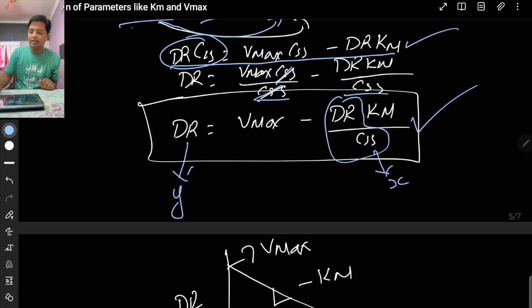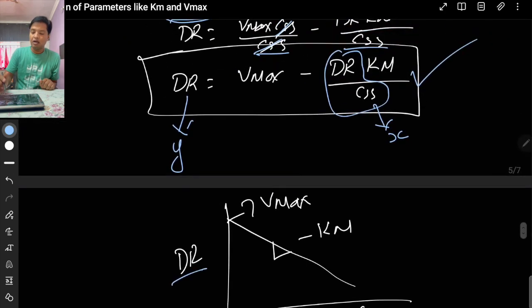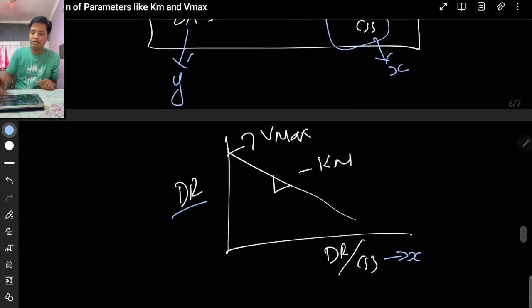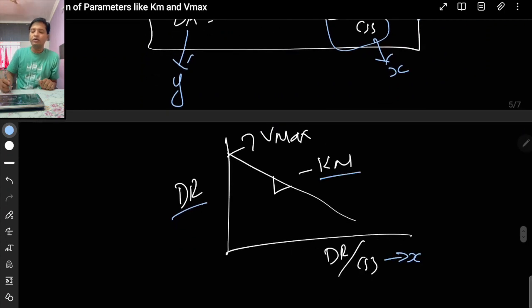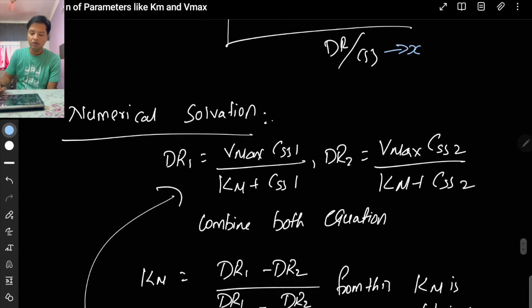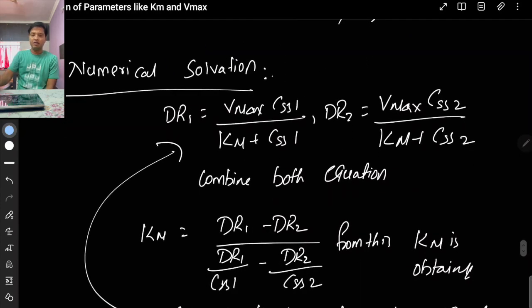In that case, because you have a negative sign, the slope will be negative. The slope will give you the Km value and the intercept will give you the Vmax value. So the non-CSS method is also similar to the CSS method. Same method we are following, the only thing is we are taking C here, and we are taking that as Dr, that's all.